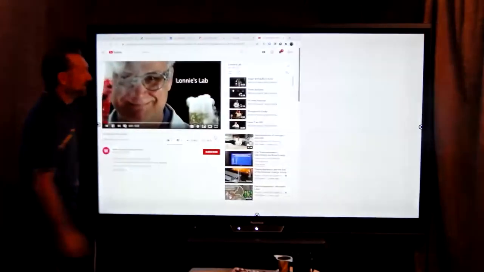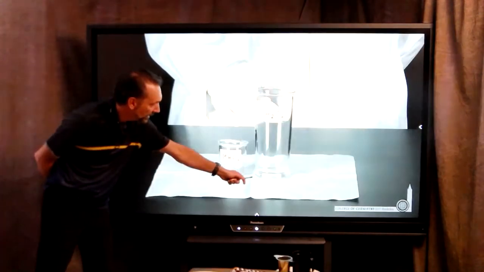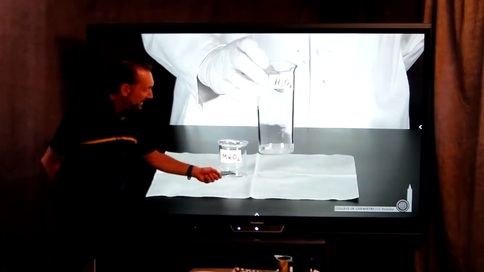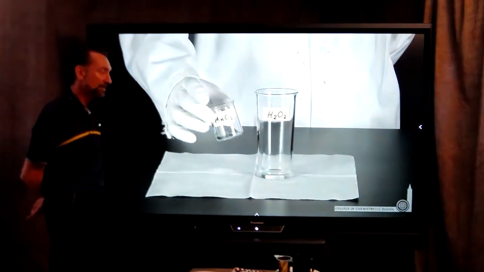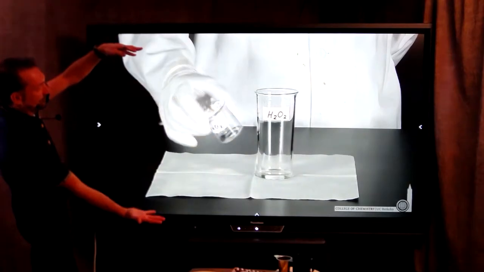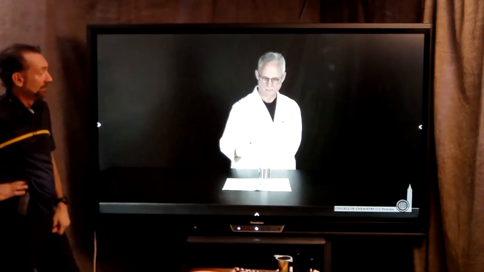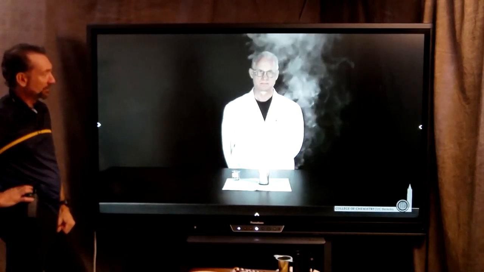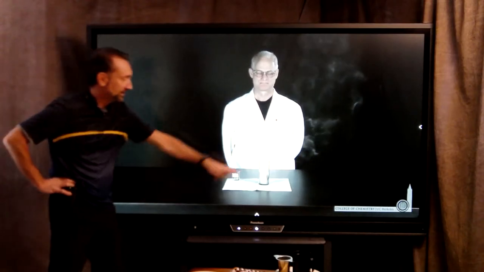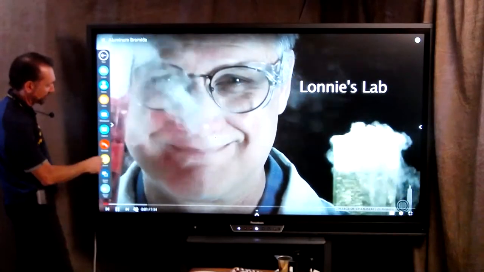Go to the demo lab. So here's Lonnie. He's got hydrogen peroxide here. He's going to add a catalyst, manganese oxide, and a catalyst doesn't do anything to the energetics of the products and reactants. It just makes the reaction go faster. So he'll add that, and there's the chemical reaction. You get the energetic release of the products.